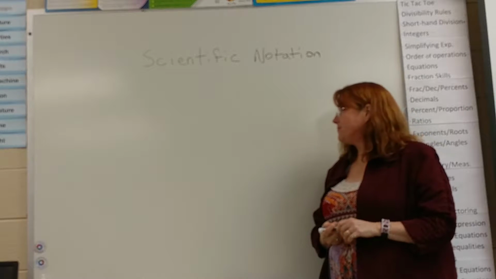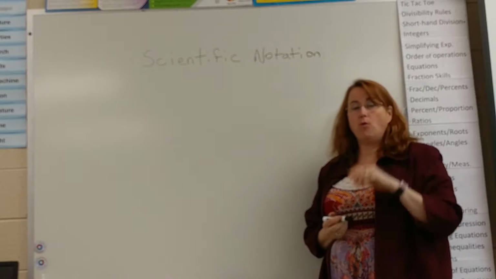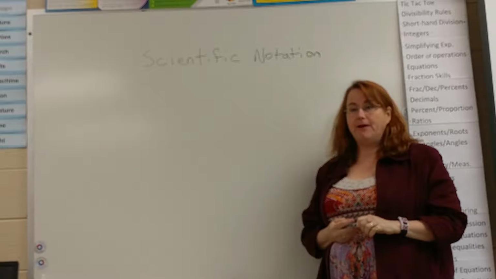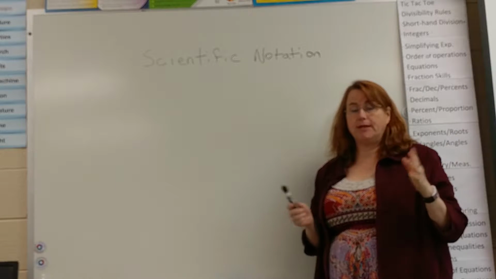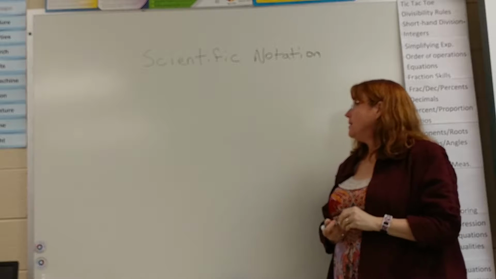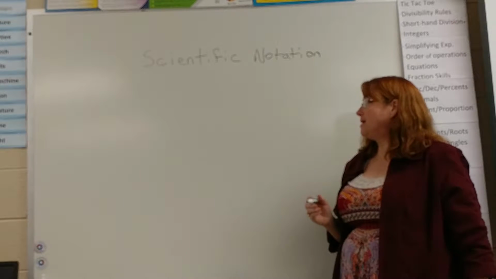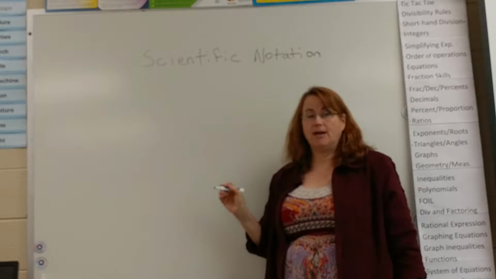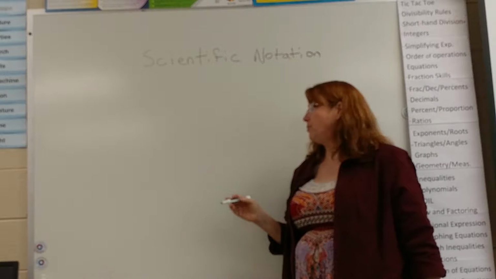Scientific notation. Scientific notation is how we write very large groups of numbers in a shorthand version. And so the thing to remember is the exponent tells you how far to move your decimal point.